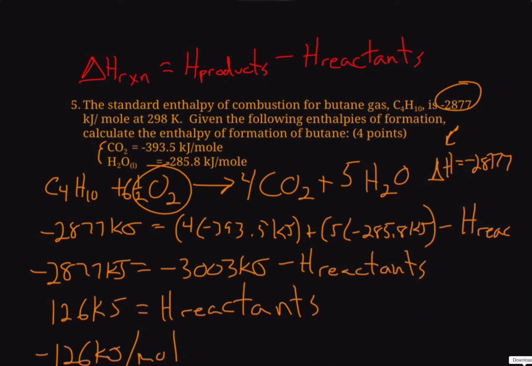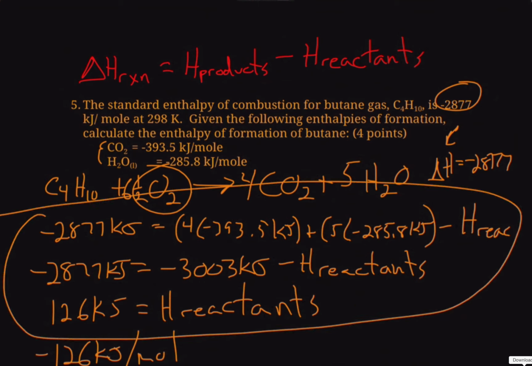Why did I switch it from positive to negative? Because this calculation that we did here is looking at it from the point of view of the reaction, which is the reverse of the formation of butane, right? If we wanted butane as a product, we'd have to flip the whole thing around. So when I flip that around, the 126 has its sign flipped, and we end up with negative 126 kilojoules. So the heat of formation of butane is negative 126 kilojoules per mole.